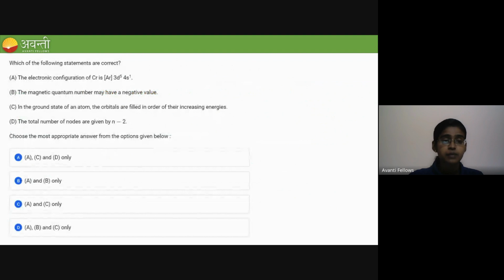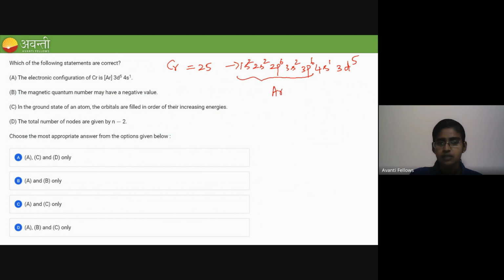Which of the following statements are correct? Statement A says that the electronic configuration of chromium is argon 3d5. Yes, it is correct because the atomic number of chromium is 24. Then it is 1s2, 2s2, 2p6, 3s2, 3p6, 4s1 and 3d5 is the configuration. So here this is the configuration of argon, and since d orbital is half filled leading to the more stable configuration, one of the electrons from 4s orbital jumps into the 3d orbital giving rise to this configuration. So that is correct. Statement A is correct. And that is given in all the options, obviously it is correct.